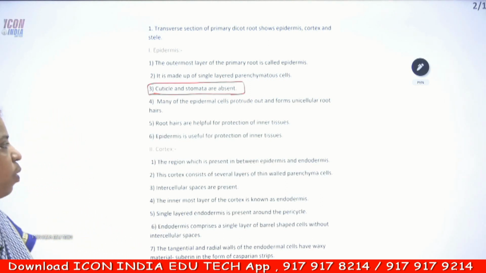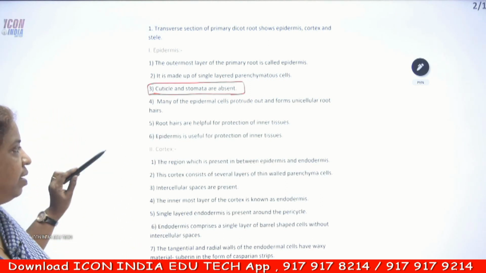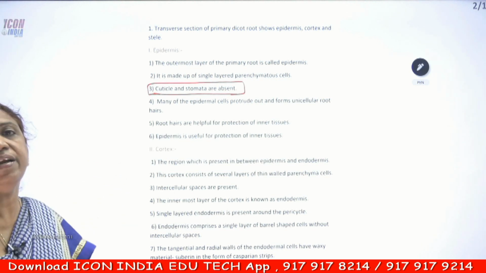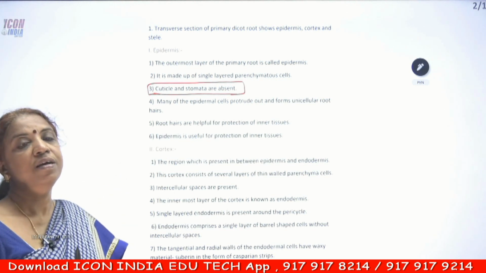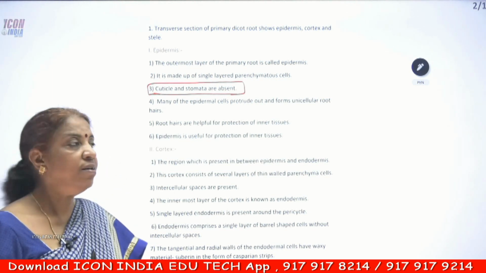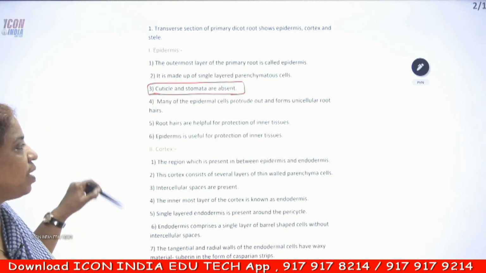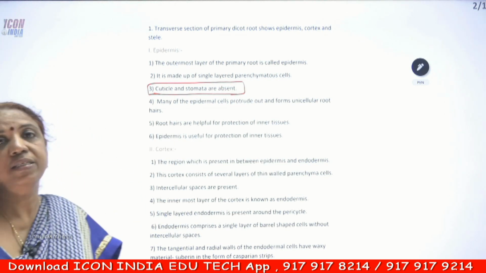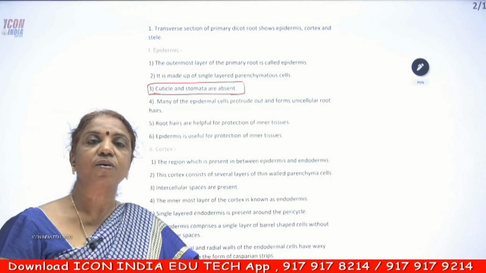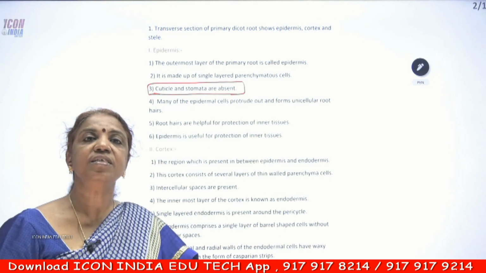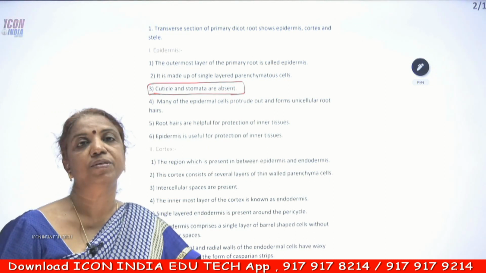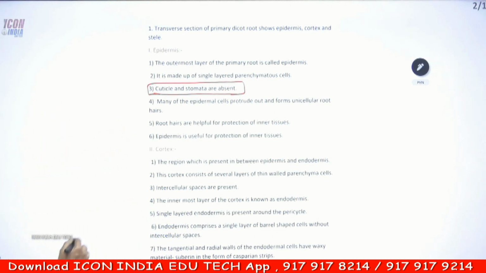The next one is the cortex. The cortex is divided into 3 layers. The first is hypodermis, another is general cortex, and the last, innermost layer of the cortex is endodermis. Look into here.